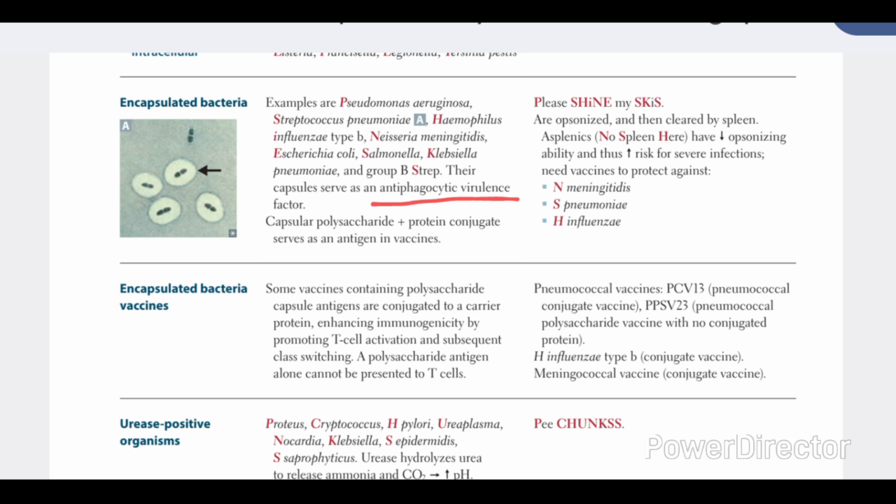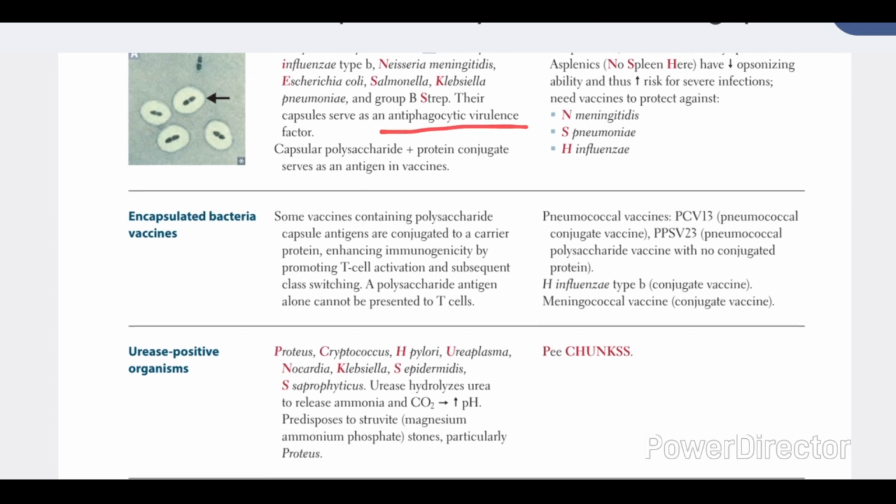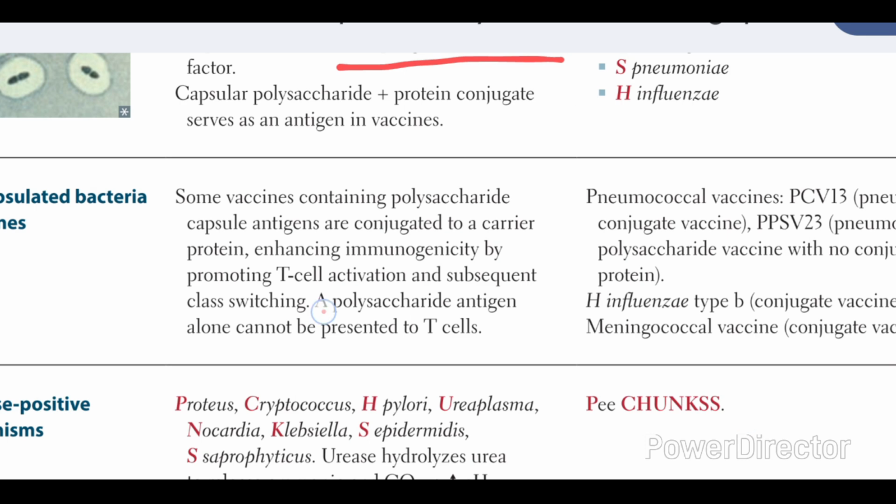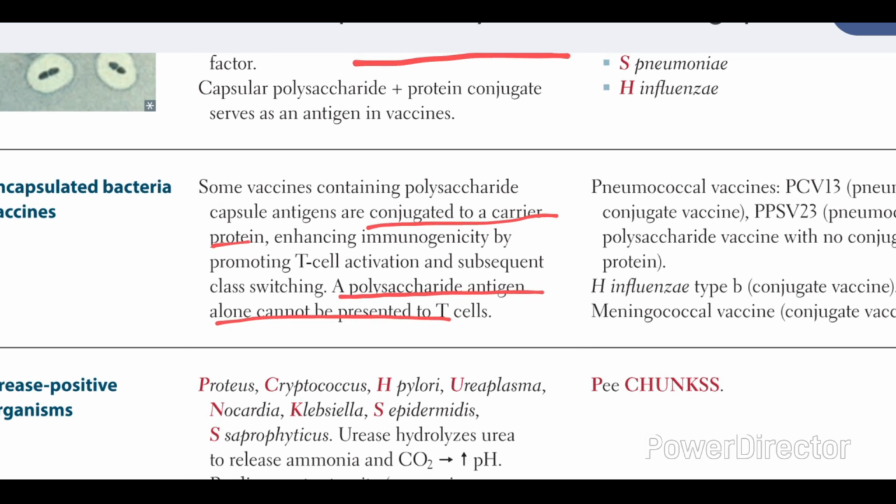Then we have some encapsulated bacteria vaccines. Some vaccines contain polysaccharide capsule antigens that are conjugated to a carrier protein, which enhances their immunogenicity by promoting T cell activation and subsequent class switching. A polysaccharide antigen alone cannot be presented to the T cells. This is an important point to remember, because it will not induce a good immune response. The polysaccharide antigens are always conjugated to a carrier protein to induce a T cell activation response and better immunogenicity against encapsulated bacteria. Vaccines include the pneumococcal vaccine, which includes PCV13 and PPSV23, depending upon the number of species that it can provide immunity against. Then we have the conjugate vaccine against influenza type B, and for the meningococcal, we include the meningococcal vaccine.